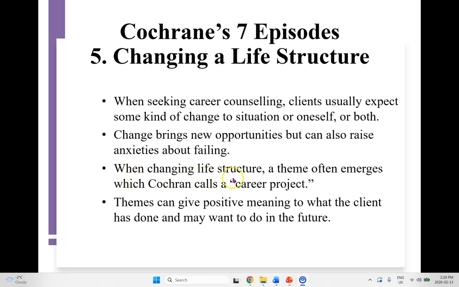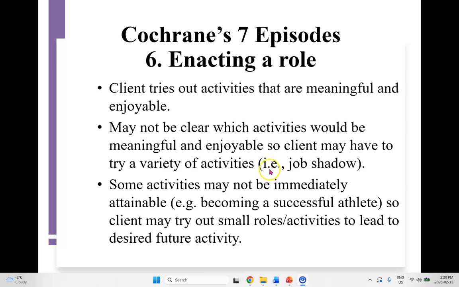So when changing one's life structure, Cochrane calls this a career project, something that you're working on as part of your career development. And themes can give positive meaning to what the client has done and what they may want to do in the future. So again, part of your role is to really pull those themes out of the stories the client tells you.